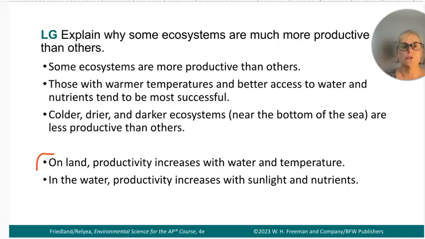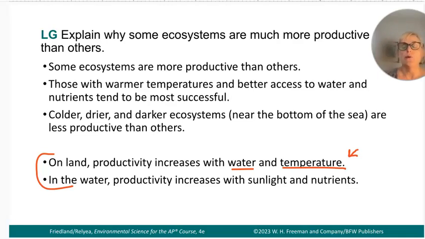On land, so super important: productivity on land increases with more water and higher temperatures. It's got to really have both. For example, we live in shrubland, also known as chaparral, and it's dry. It's warm. We have warm summers, but we have completely dry summers. We don't have rain in the summer, so no water. So our productivity is very low.